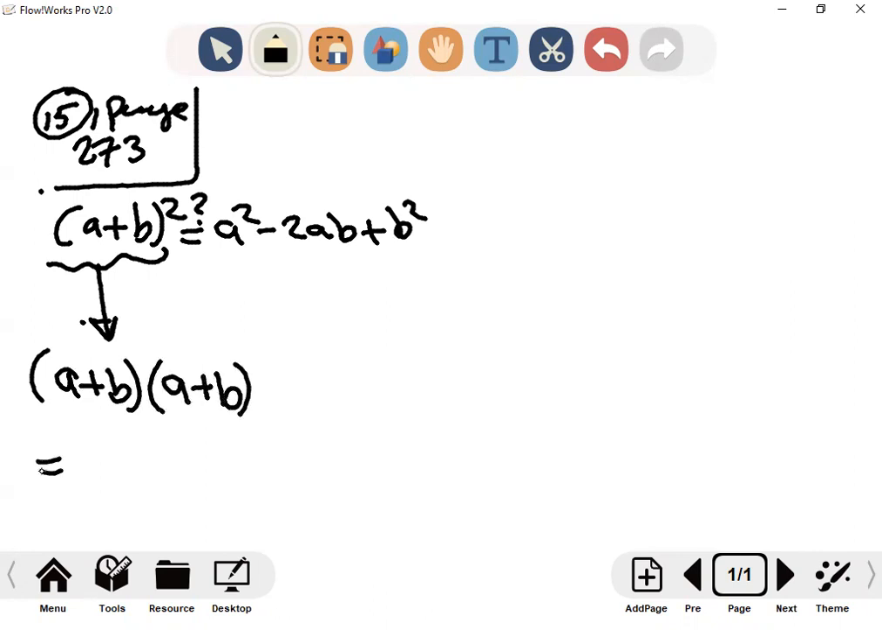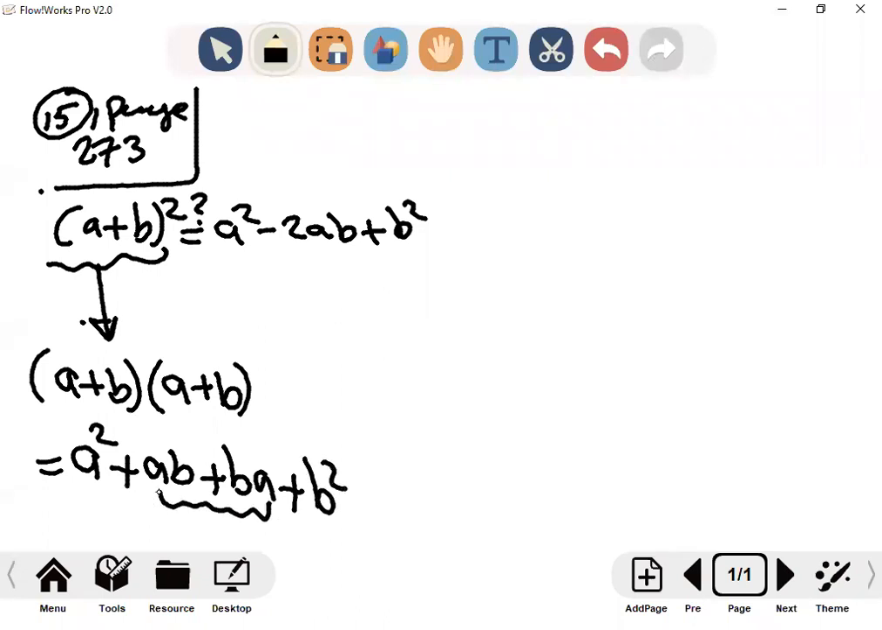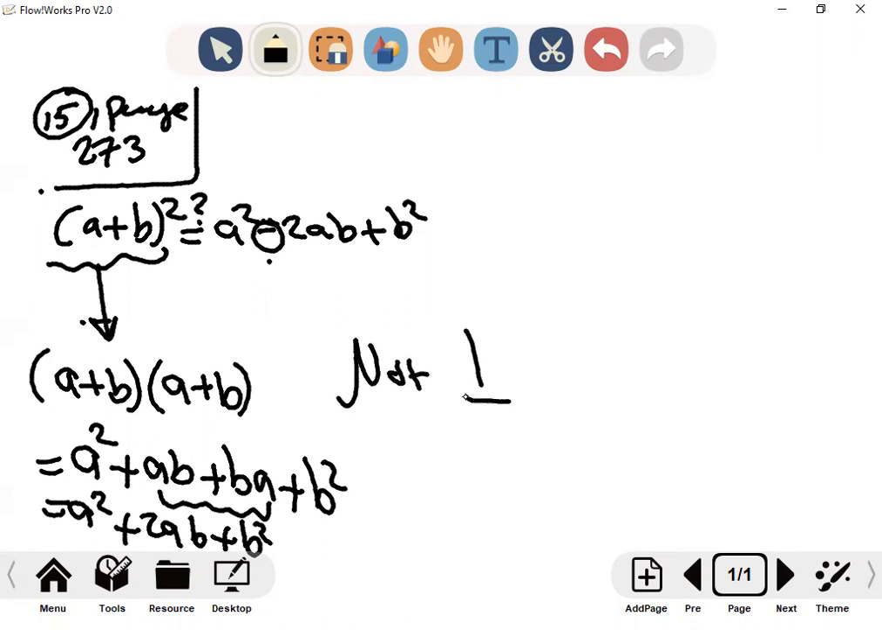Now do distribution and multiply. A times a, a power 2; a times b, ab; b times a, ba; b times b, b power 2. Here we have like terms, right? So this is equal a power 2, here 1 and here 1, 2ab, plus b power 2. Is this equal to this? No, we have minus here, so it is not an identity.